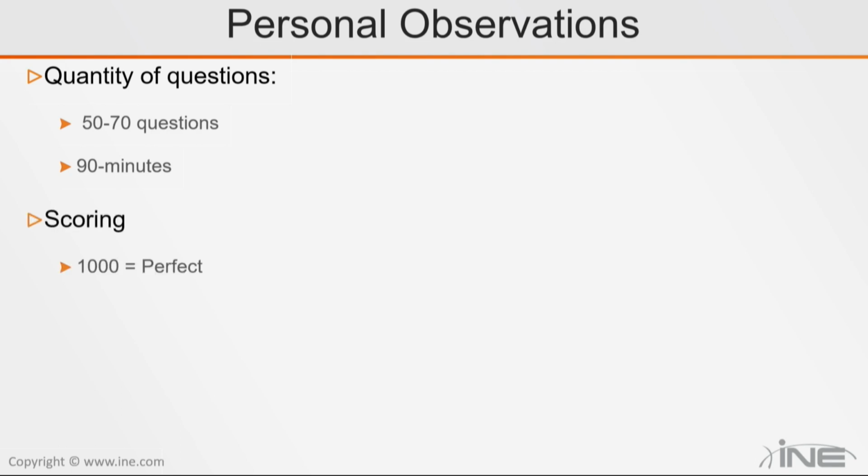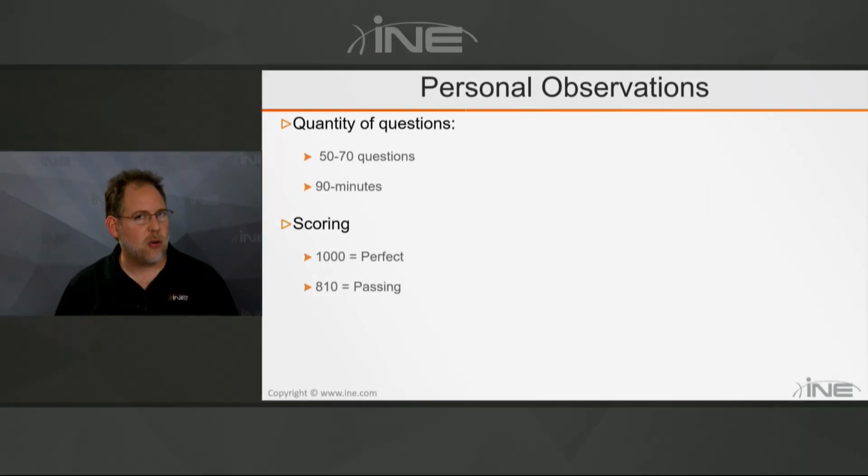Scoring: a perfect score is 1,000. You have to get at least 810 to pass. Now sometimes people ask me, how is the scoring actually done? For example, how many points is given to a multiple choice, multiple answer question? How many points is given to a simulation question? You don't know, and Cisco won't tell you. That is super secret, confidential information that even most Cisco employees don't know.